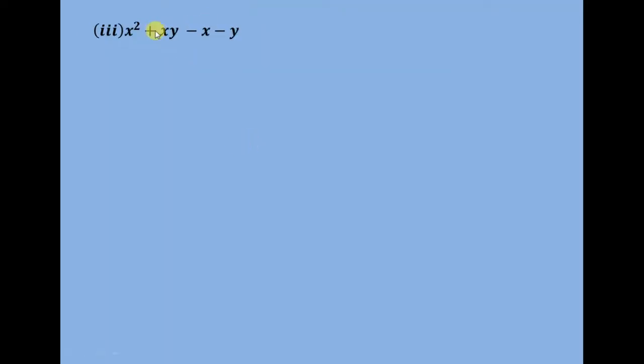This problem is x square plus xy minus x minus y. Now if the question is like this, that means if we have more than three terms, first we'll group the terms. That means we'll take a common from here first, then from here. So here the common x will come out.